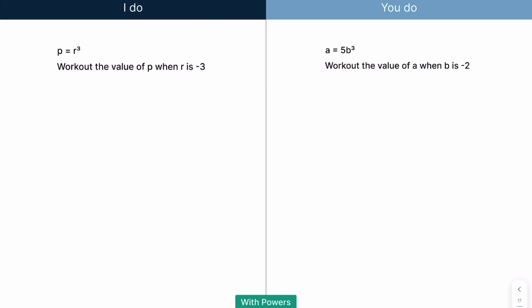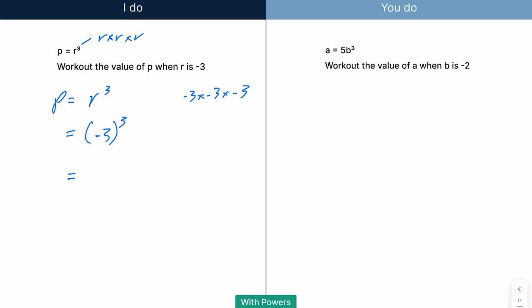Now moving on to cubes. Now with the cube, it's just saying, well, this can be written as r times r times r. So we can write that 3 times. So if you have p is equal to r cubed, and we replace the r with what's given in the question. And now the question just becomes, well, what's minus 3 cubed? So that's basically just saying, well, what's minus 3 times minus 3 times minus 3.